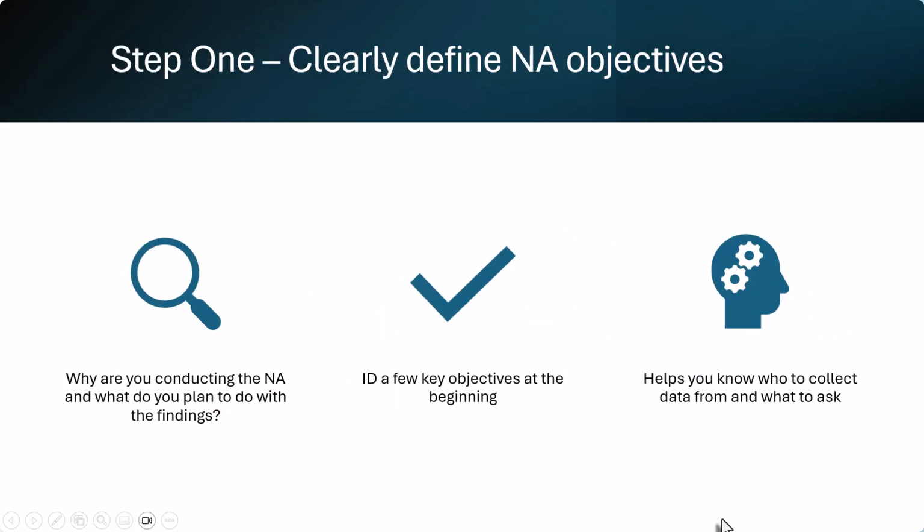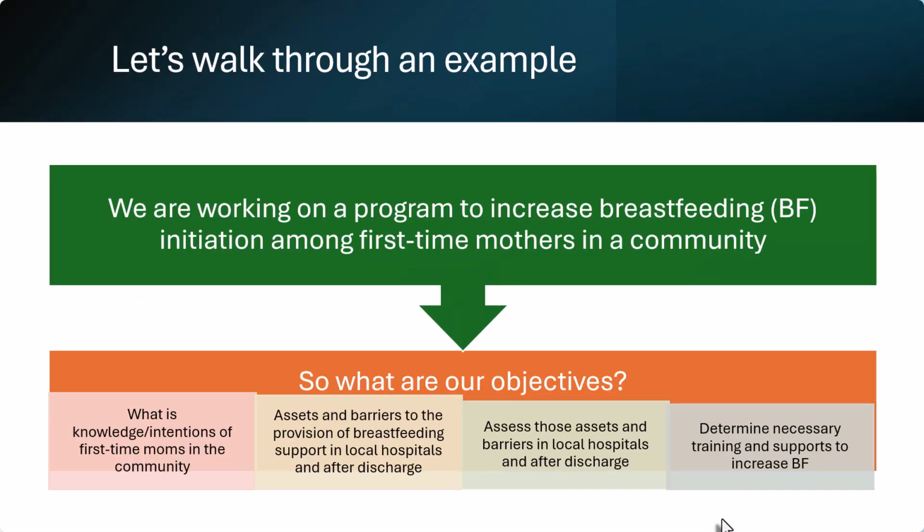So I'm going to go through a series of 7 steps. Step 1 is clearly define your needs assessment objectives. Why are you conducting it, and what do you plan to do with the findings? You need to identify a few key objectives at the beginning in order to get started. It helps you know who to collect your data from and what to ask them. So let's walk through an example.